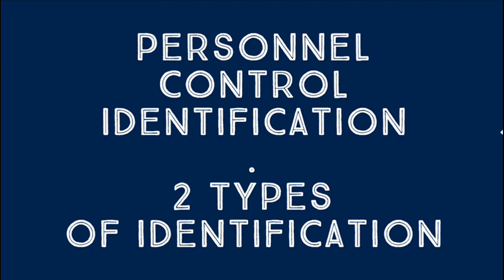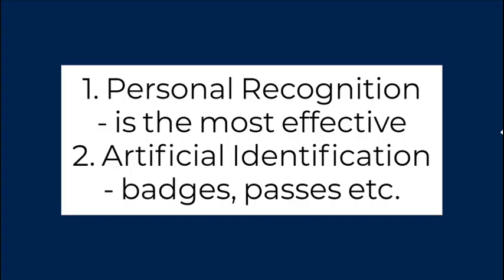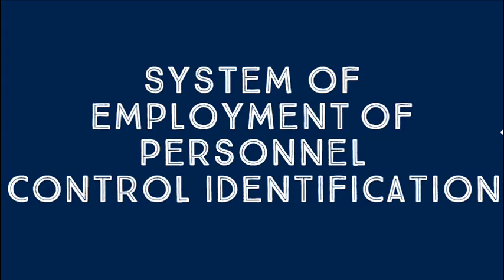2 types of identification. 1. Personal recognition is the most effective. 2. Artificial identification, badges, passes, etc. System of employment of personnel control identification.